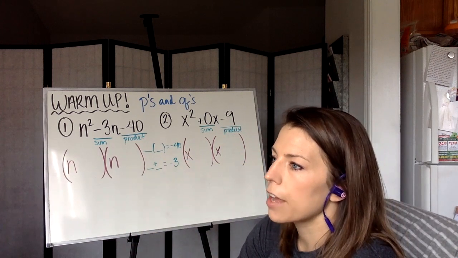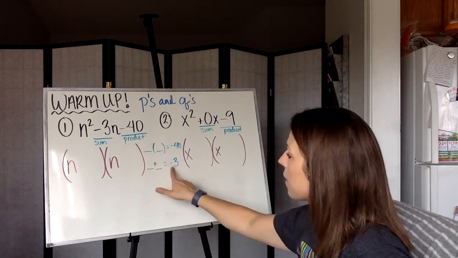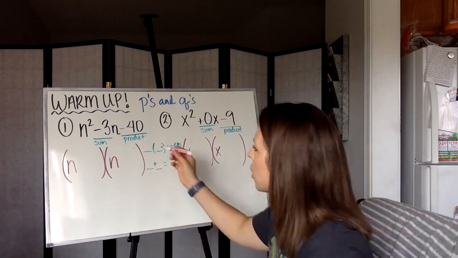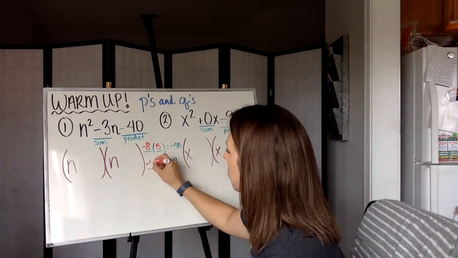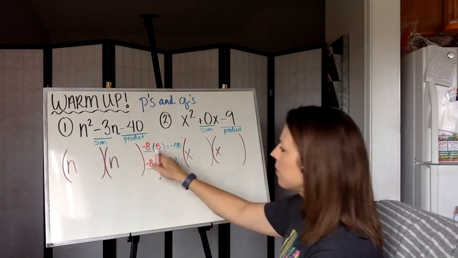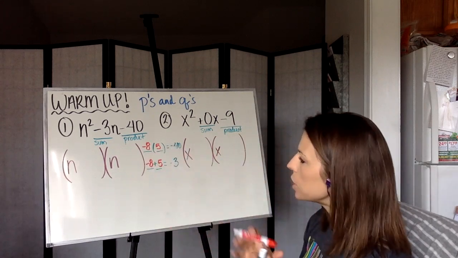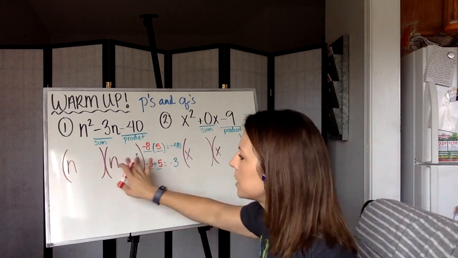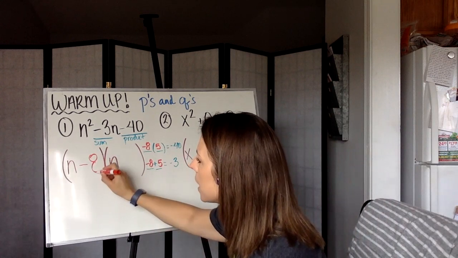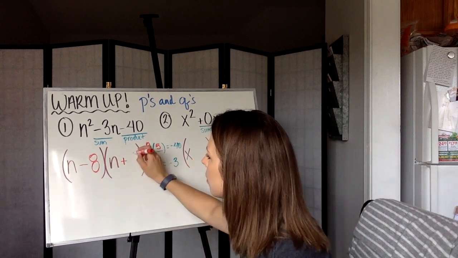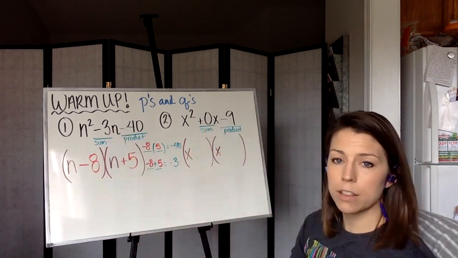What about negative 8 and 5? Yeah, negative 8 plus 5 is negative 3. So I know my two numbers are negative 8 and positive 5, because negative 8 times 5 is negative 40, and negative 8 plus 5 is negative 3. So what do we do with this information? Well, we now know what the second terms are going to be. The second terms are negative 8, which I read as a minus 8, and positive 5. And I am now done factoring the first trinomial.